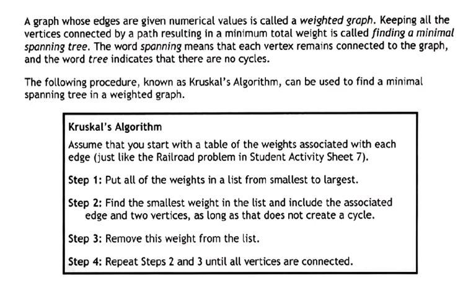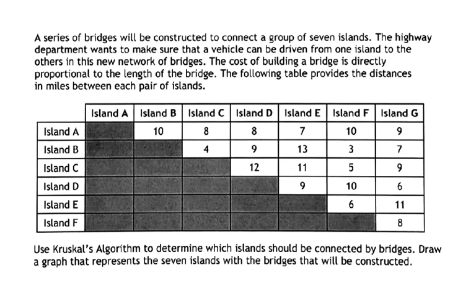So essentially what we've been doing is Kruskal's algorithm. And Kruskal's algorithm has 4 steps. Step 1, put all the weights in a list from smallest to largest. Step 2, find the smallest weight in the list and include the associated edge and 2 vertices, as long as that does not create a cycle. Step 3, remove this weight from the list. Step 4, repeat steps 2 and 3 until all vertices are connected.